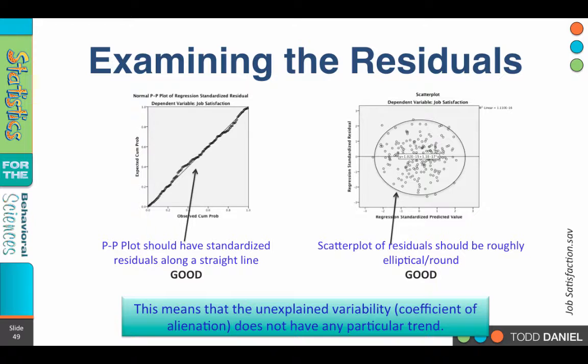What I want you to see in examining the residuals is that once we get into using the general linear model and the regression equations, things become more complicated, and it's not enough simply to run a test. We need to check assumptions, we need to check residuals, we need to make sure that the data are telling us exactly what we think that they are telling us. So we examine residuals to find out how good our model really is.